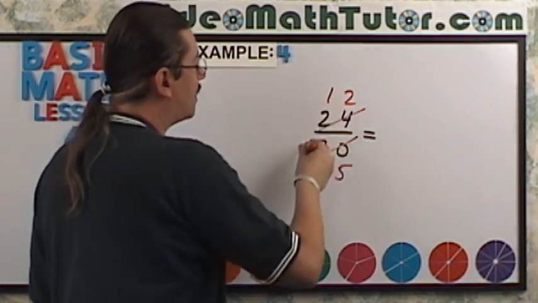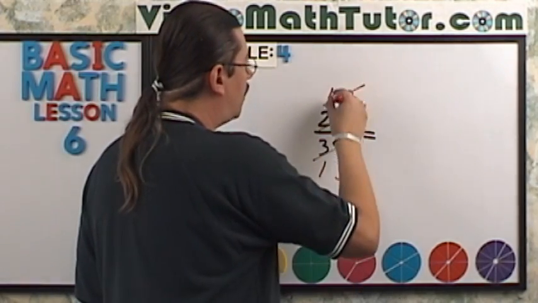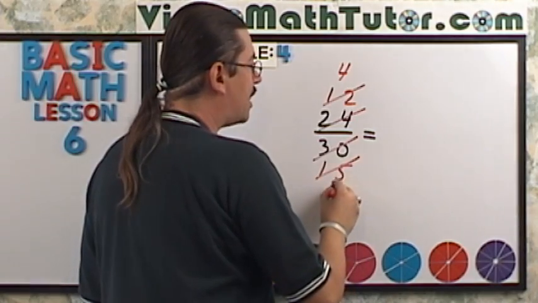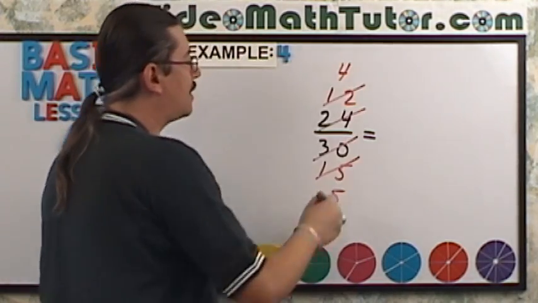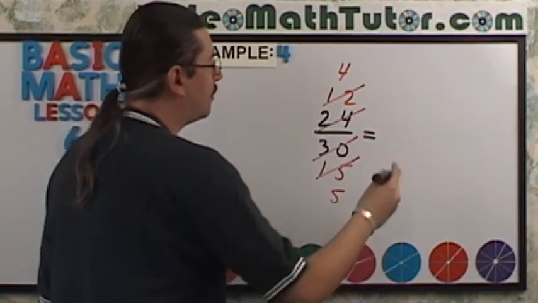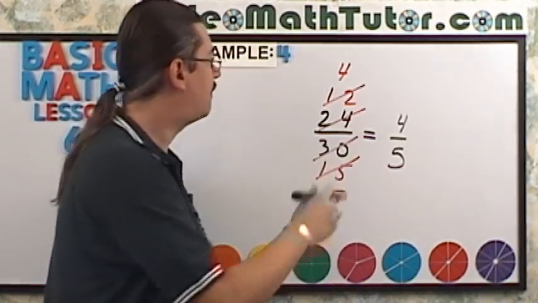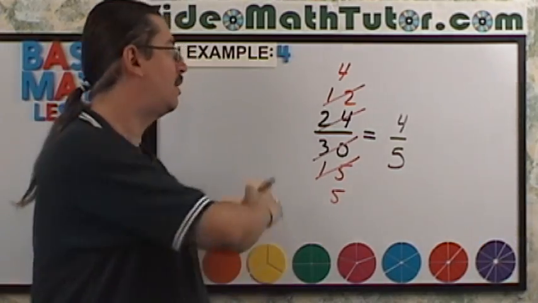And I can continue canceling. There's a 3 in each, so 12 divided by 3 is 4. 15 divided by 3 is 5. See, that's going to be my answer. So I'm going to write down 4/5. And that is my final answer for this. And this is what's called the cancellation method.